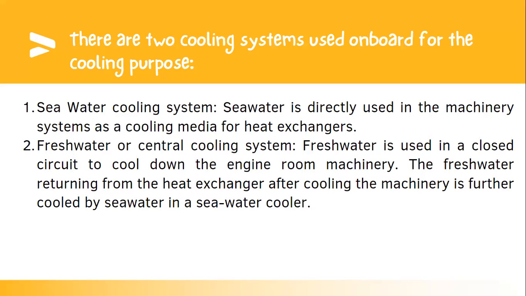So there are two cooling systems used on board for cooling purposes. Number one, the seawater cooling system. Seawater is directly used in the machinery system as a cooling medium for heat exchangers. Number two, the fresh water or central cooling system. Fresh water is used in a closed circuit to cool down the engine room machinery. The fresh water returning from the heat exchanger after cooling the machinery is further cooled by seawater in a seawater cooler.